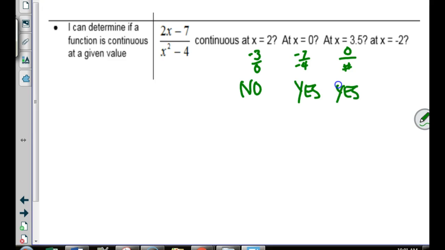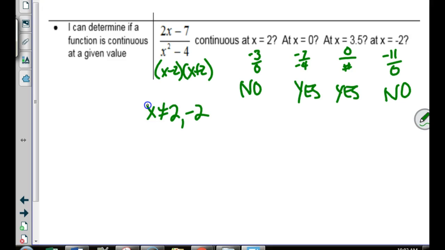Yes. Is it continuous at negative 2? No, you get something like that. I could have just factored the denominator and said it's continuous everywhere except at 2 and negative 2, okay? But you're welcome to just plug them in and try. You got continuous for that kind of situation? It's not tricky.